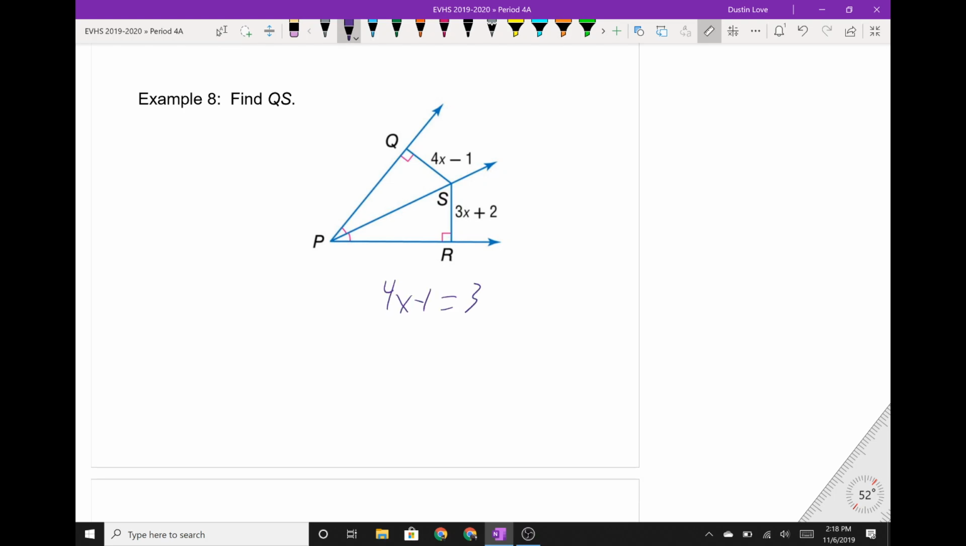So 4x minus 1 equals... So subtract 3x gives me x. Add 1 gives me 3. And I'm done? No. What do I do? So QS equals 4 times 3 minus 1. 12 minus 1 is 11. Done. All right, questions? No.